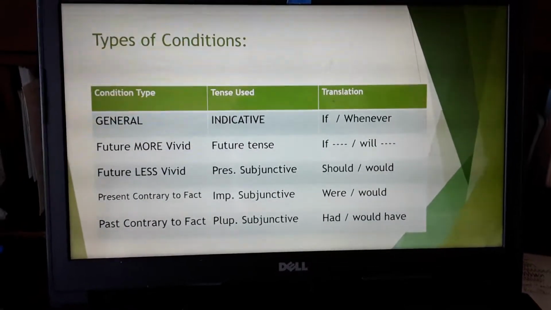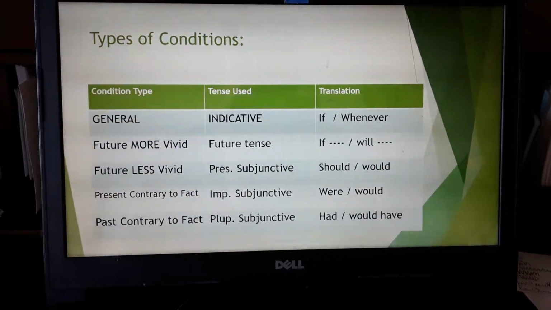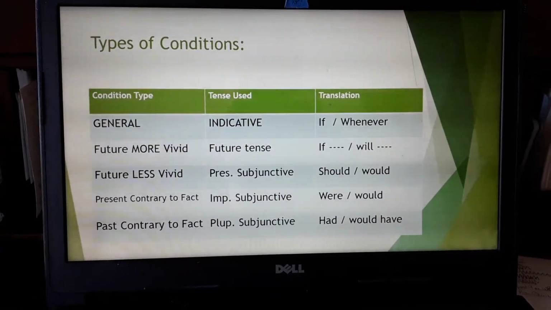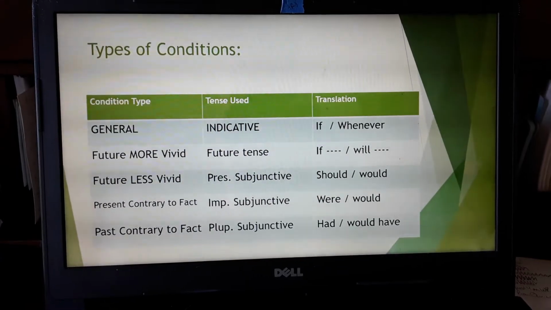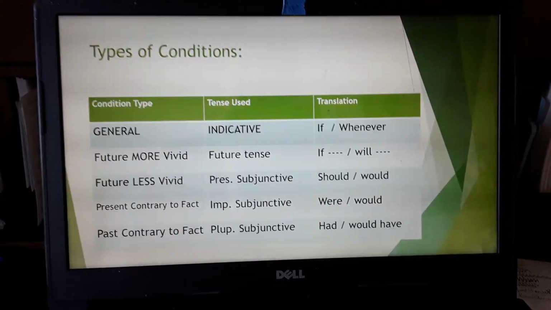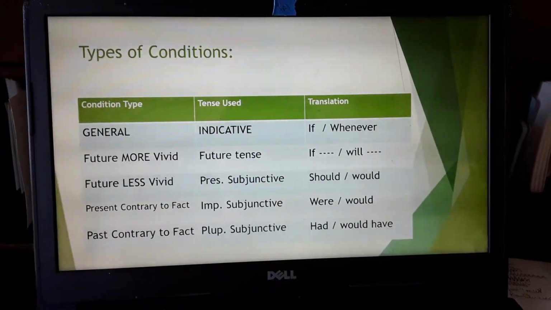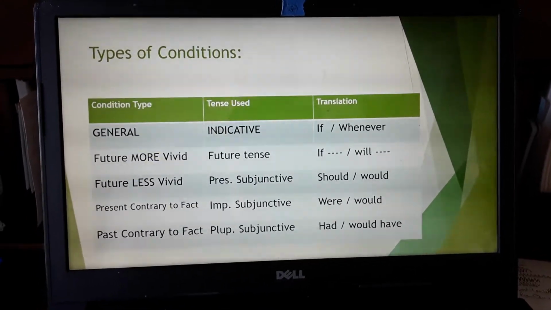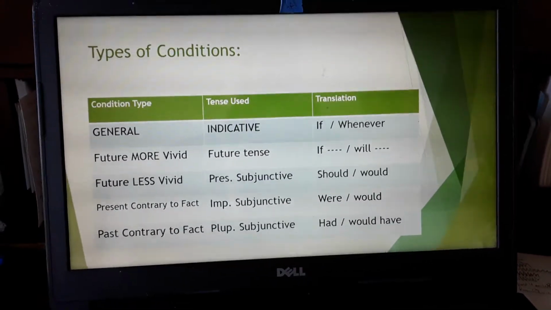The last kind are called contrary to facts. So for example, a present contrary to fact is what you would hear a teacher or a parent tell you, like, if I were you, I would study. Now, this can't possibly happen. They cannot become you, but it's a good way of showing that it is totally hypothetical and not possible of happening in the present time.